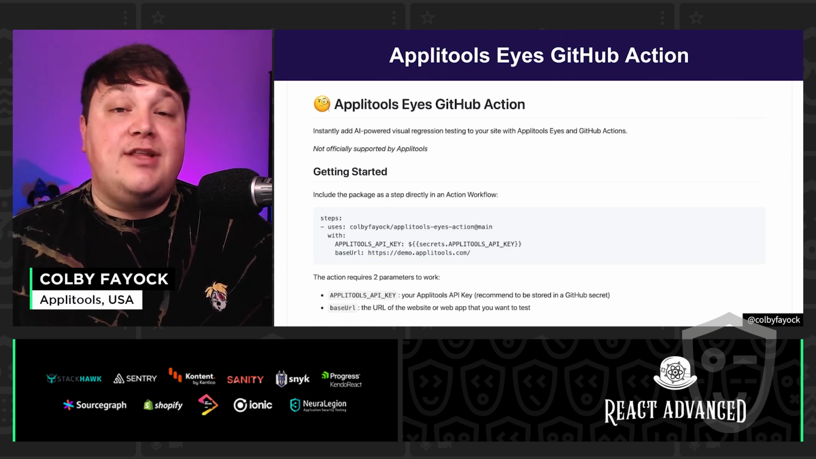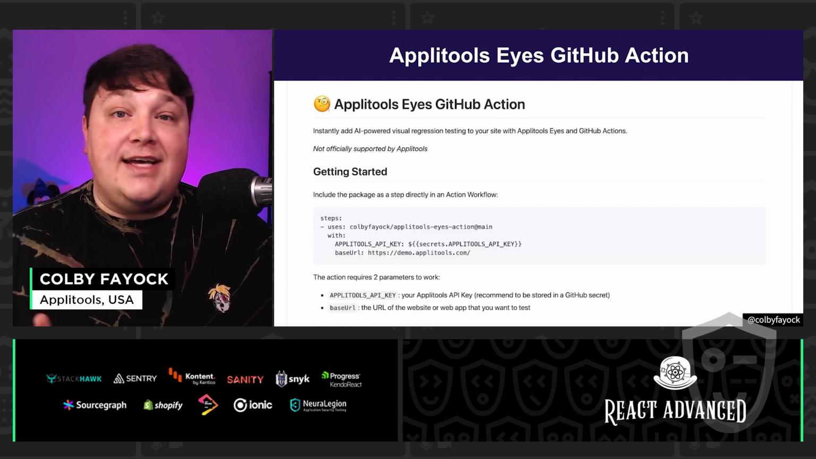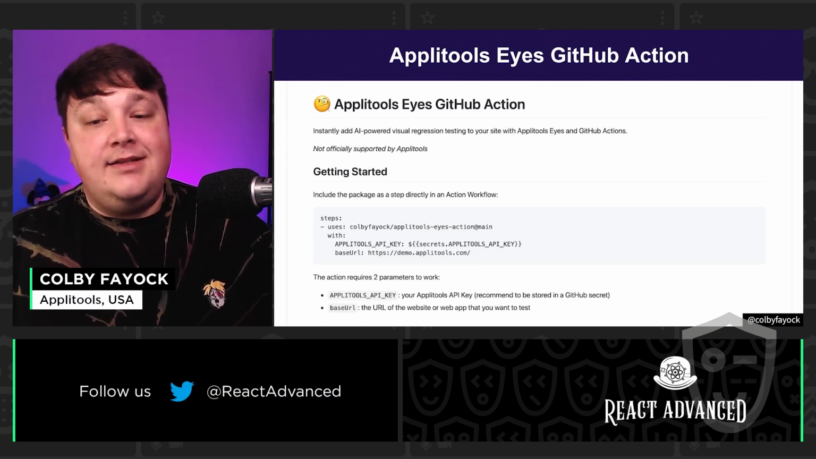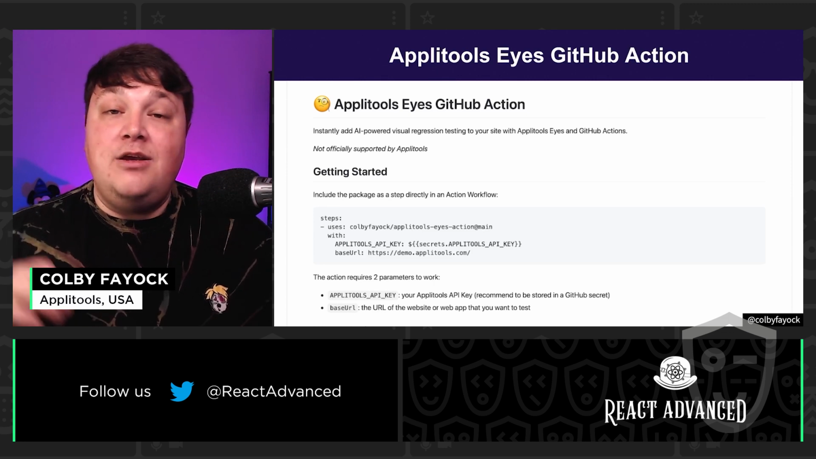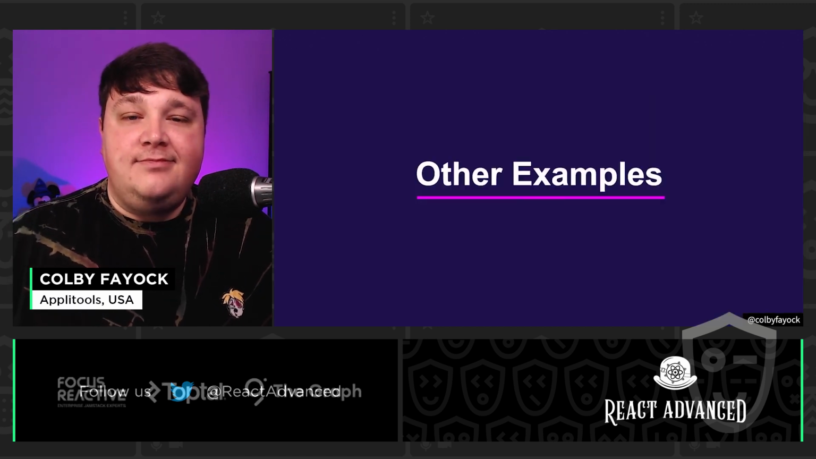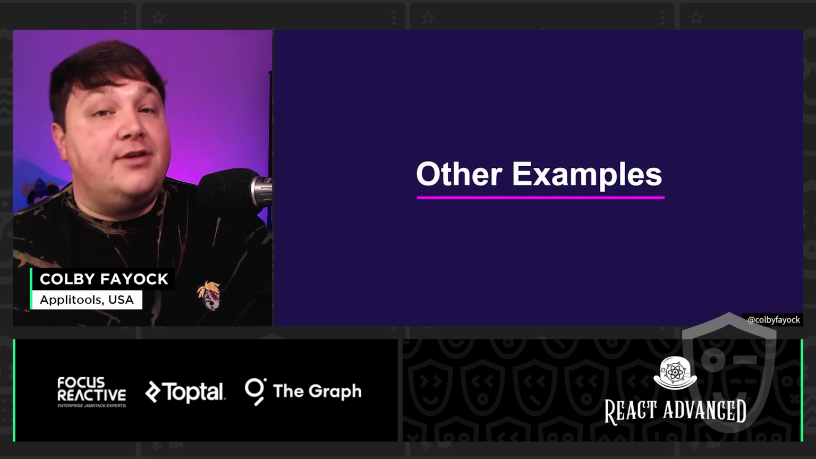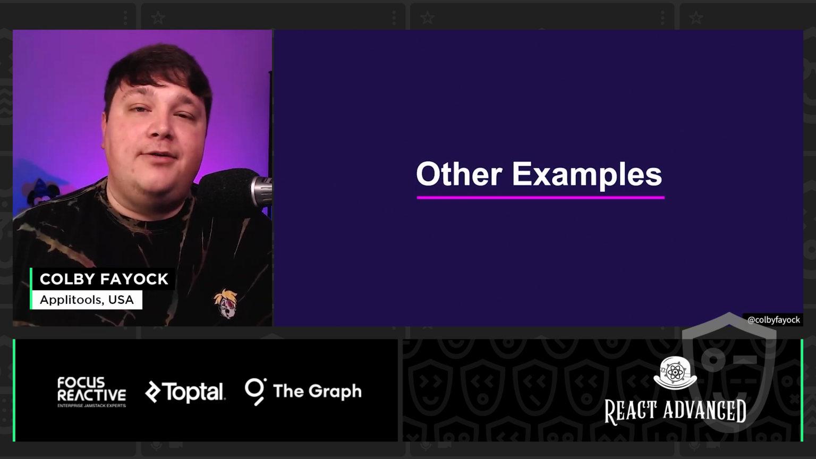Instead of having to make sure that my testing framework is set up inside of every project, along with installing the SDK and actually writing all my tests, this makes it really easy to add Applitools Eyes visual testing to any project with just these few lines. So let's also check out a few other examples of GitHub Actions that are out in the wild.